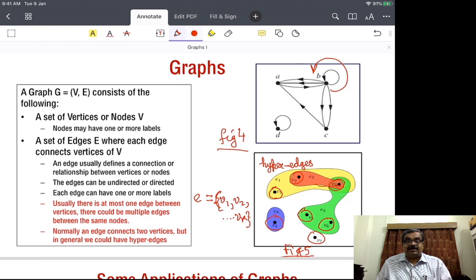There is a very strong relationship between set theory and the theory of graphs, and while that is out of the syllabus, I think you should appreciate from the concept of hyperedges and multi-edges that graphs are a very, very powerful structure.